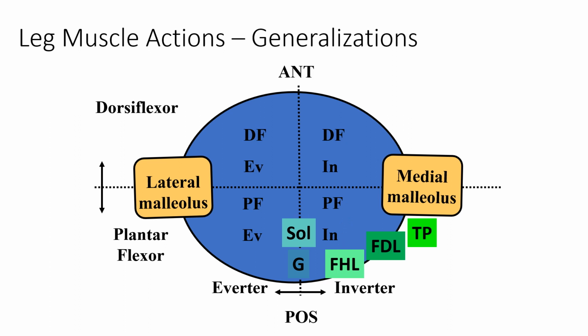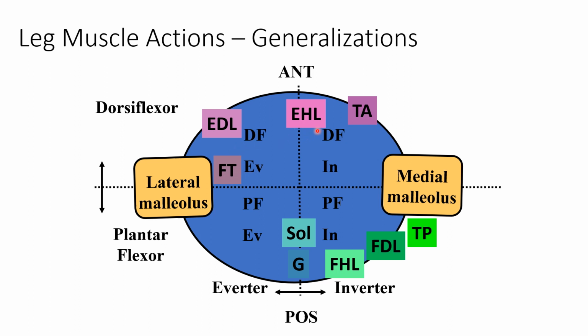Now let's talk about our anterior compartment. We have our tibialis anterior, extensor digitorum longus, our fibularis tertius, and our extensor hallucis longus. So of these four muscles, our tibialis anterior does dorsiflexion and inversion. Our extensor digitorum longus does dorsiflexion and eversion, along with our fibularis tertius, if it's present.